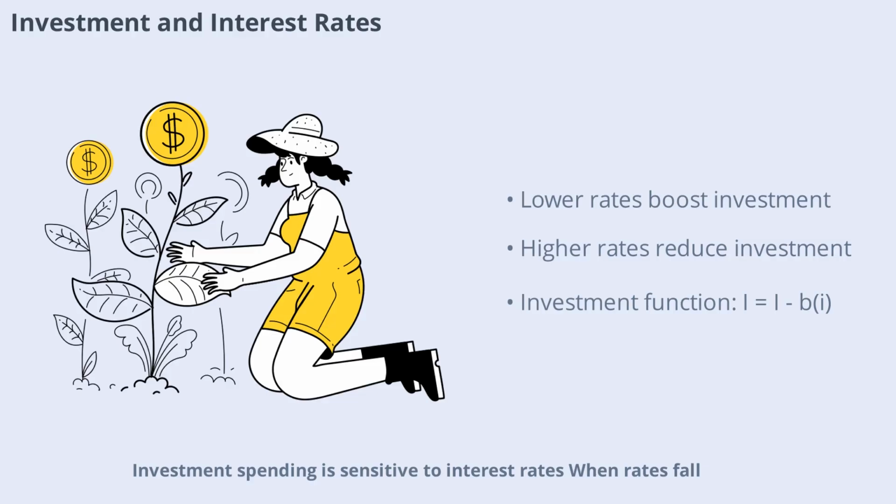Investment spending is sensitive to interest rates. When rates fall, borrowing becomes cheaper, encouraging firms to invest in new projects. Conversely, higher rates discourage investment. This relationship is captured in the investment function I equals I-bar minus b times r, where b measures sensitivity to interest rates. Understanding this link is vital for analyzing how monetary policy affects the real economy.